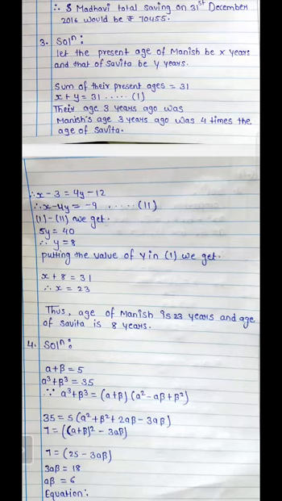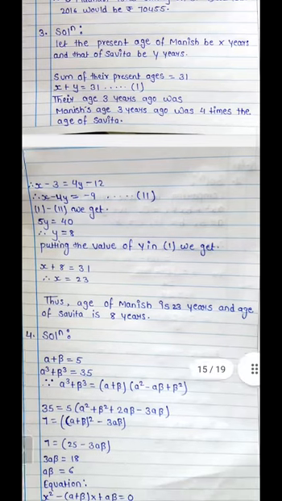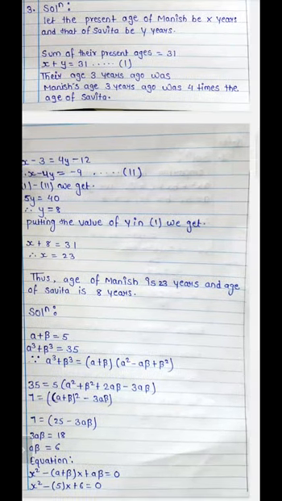And substituting the value of y in 1, we will get x plus 8 is equal to 31. x is equal to 31 minus 8, which is equal to 23. x is equal to 23. Thus, age of Manish is 23 years and age of Savita is 8 years.